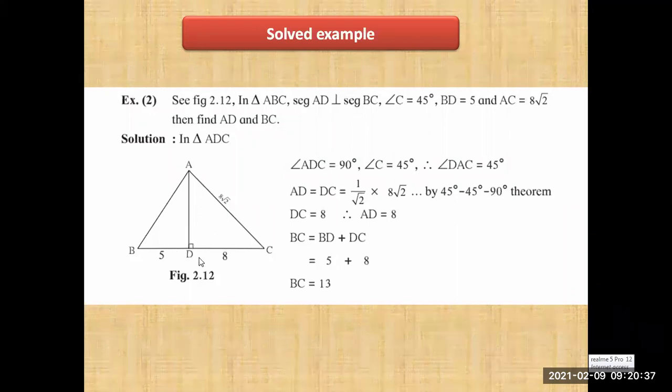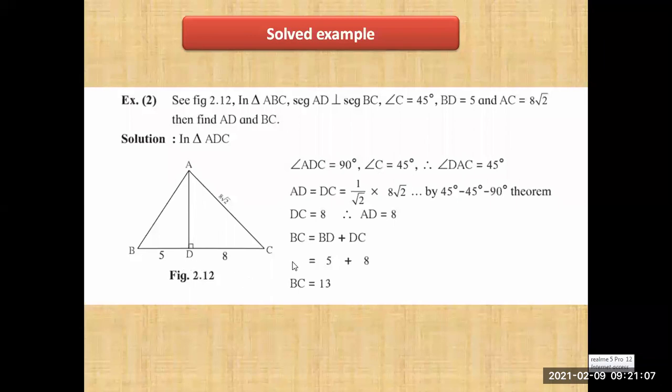If this triangle has a 90 degree angle and this one is given 45, automatically the remaining angle is also 45 degree, right? So this triangle is of type 45, 45, 90 degree. So apply here AD and DC, right? AD and DC is equal to 1 by root 2 times the hypotenuse. So DC is equal to 8. So AD is also equal to 8, right?